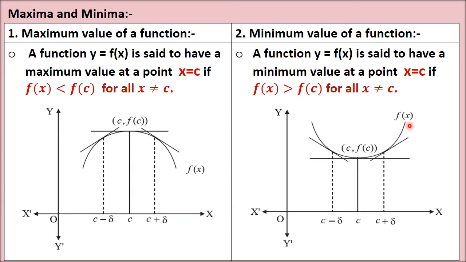You can look at the diagram and understand that all the remaining points on this curve are greater than this f of c. F of c is a point, that is the y value or y coordinate of the point. So, minimum value means all the f of x are greater than f of c for all x not equal to c.